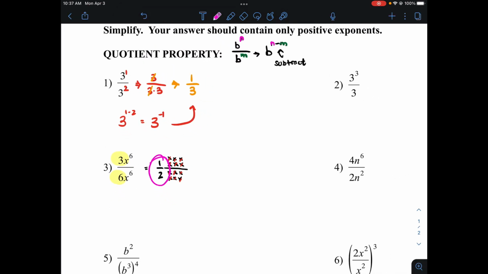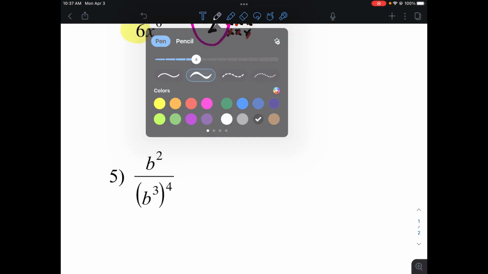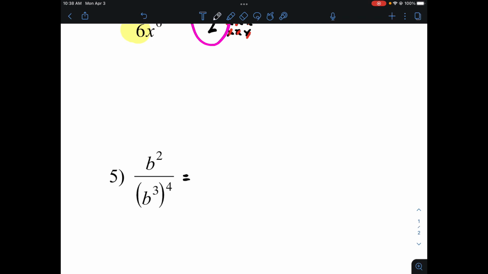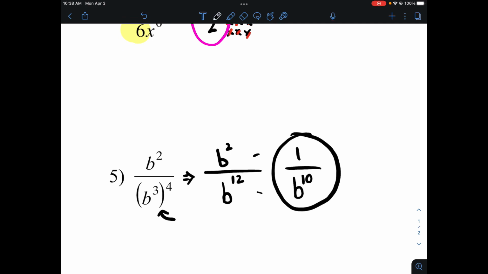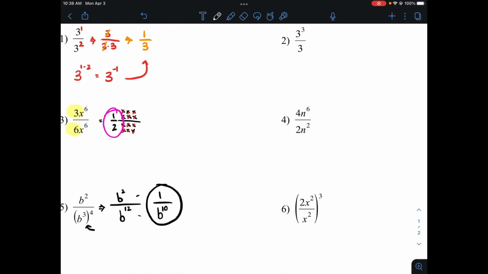What's something that might be a little tricky? Combining these properties. So for number 5 here, you want to think we're going to combine the bottom. Let's remember our property. That's going to be b to the 12th on the bottom, and b squared up top. Imagine 12 b's down below, 2 of them up top. We end up with 10 b's in the bottom. So 1 over b to the 10th with that one. Okay, try out those other problems for practice.